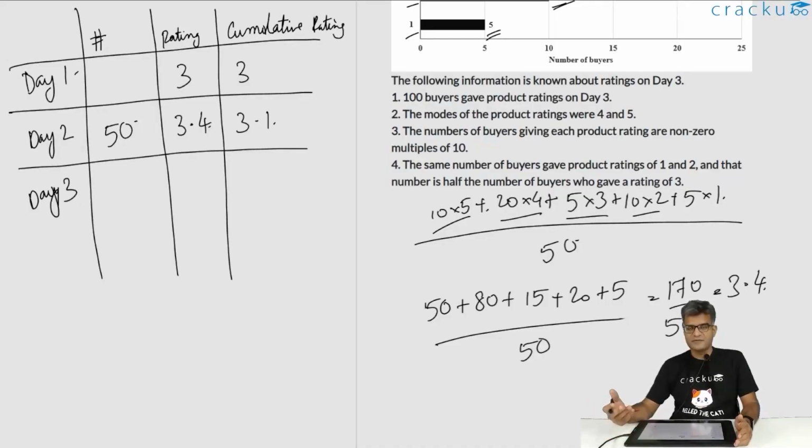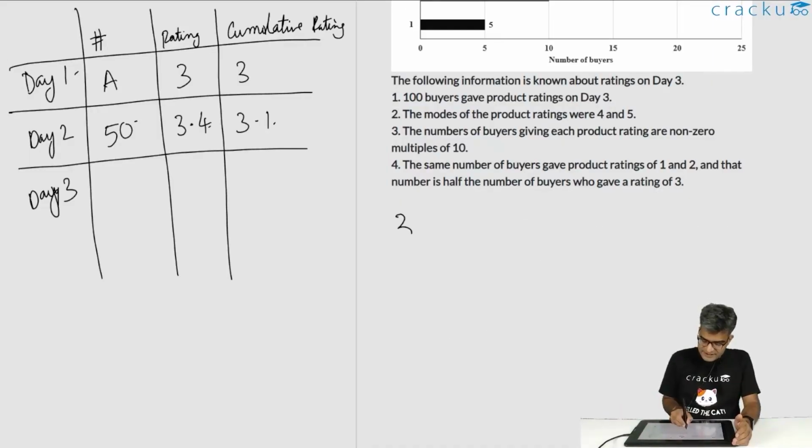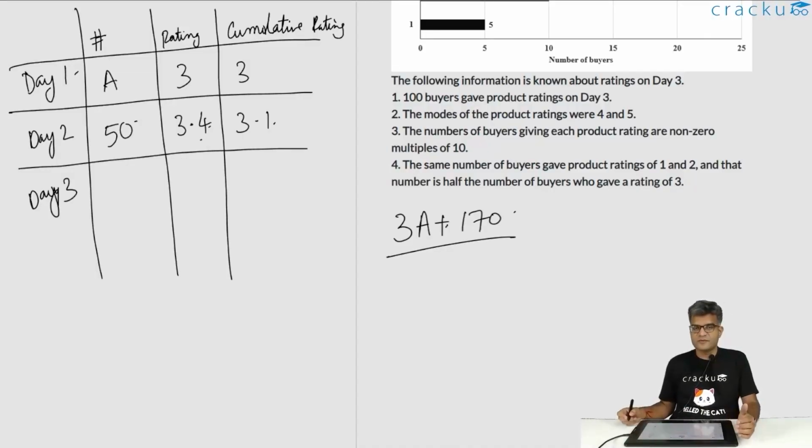So we can calculate the number of people who gave rating on day 1. If you assume that the number of people who gave rating on day 1 is A, it would imply that the cumulative rating at the end of the second day is 3A plus 3.4 into 50 is 170 divided by the total number of people who gave rating till the end of the second day, which is A plus 50, is equal to 3.1. Basically, we are taking the weighted average of the ratings of day 1 and day 2.